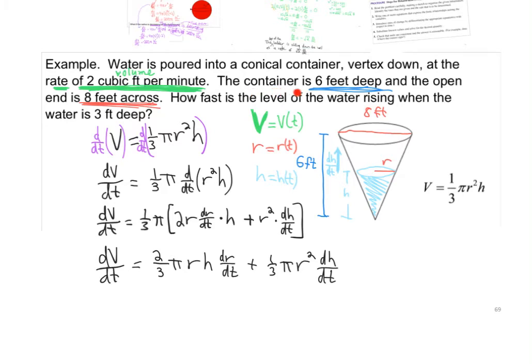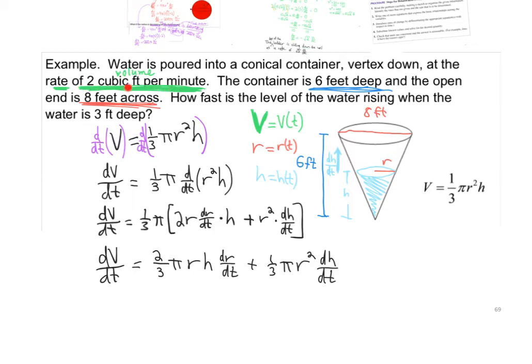Going back to the problem, we have, let's see. Okay, so it's asking how fast is the level of the water rising when the water is 3 feet deep. The depth or the height of the water is h. So we know that h is going to be 3 when we plug it in. Earlier in the problem, we have that the volume is increasing at a rate of 2 cubic feet per minute.